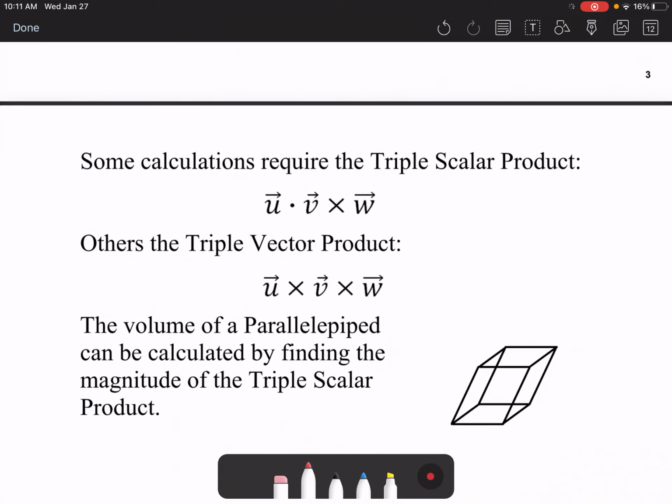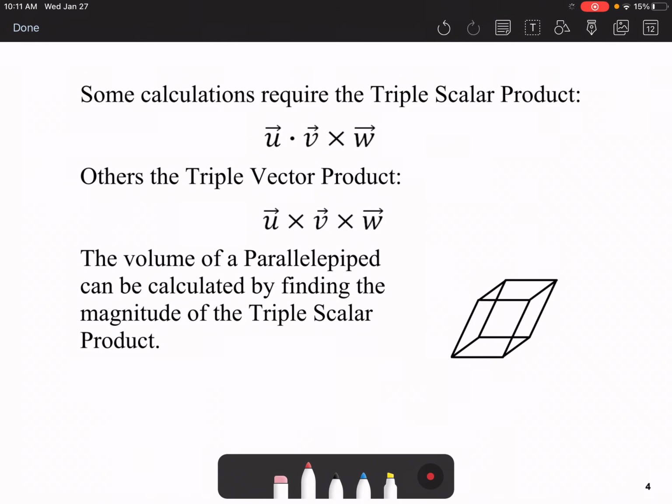Okay, let's see some other properties. Some calculations will require us to calculate what is called the triple scalar product. So, triple scalar product can be given by U dot V cross W. Please realize that V cross W has to be worked out first in order to dot it with vector U. Another option is you can actually work out U cross V and dot W. It gives you pretty much the same kind of result, it just might be a plus or a minus off from that.